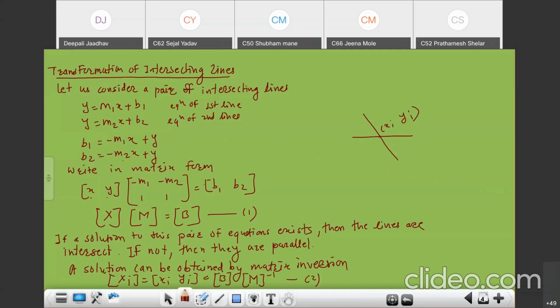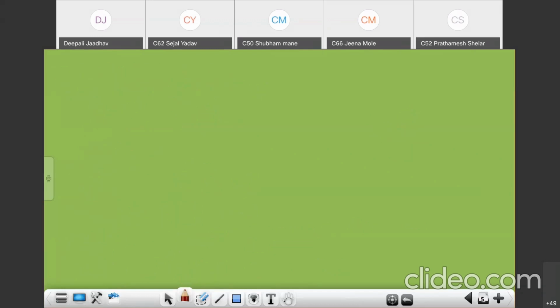Here, to obtain the solution we require the inverse. First we will see how to calculate the matrix inverse. The simple way to calculate the matrix inverse is the adjoint method. For that we are going to consider one example. Suppose A is equal to 1, 2, 3, 4. We write it in the form of a, b, c, d.